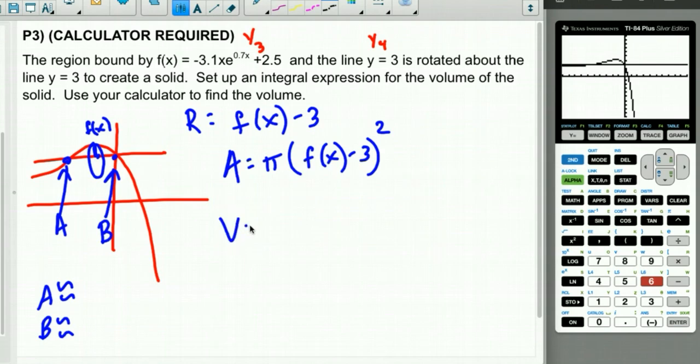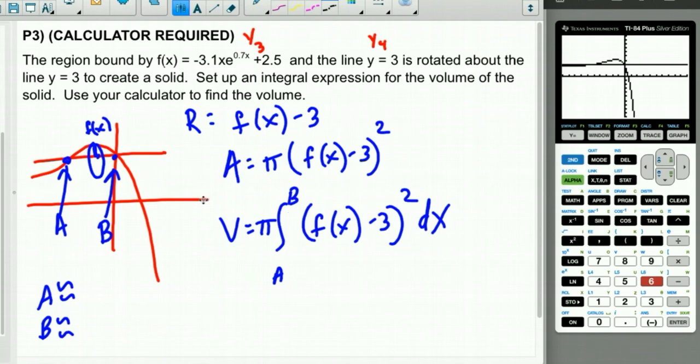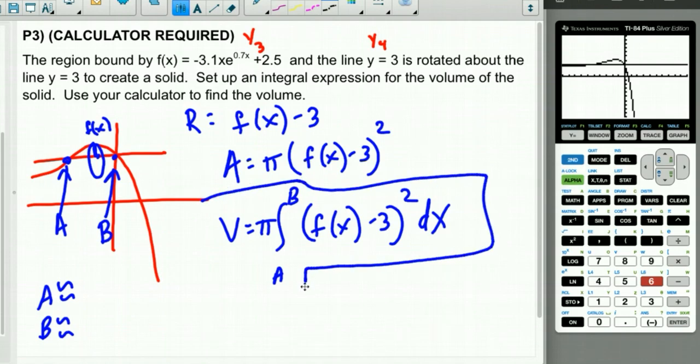So my volume should be the integral from whatever A is to whatever B is of pi, and then my R squared. So f of x minus 3 quantity squared dx. Even if you didn't bother to find A and B, you can probably get here and get some of those points. And then I can get my approximate answer once I know A and B. So you can set up the integrand without knowing the values of A and B.